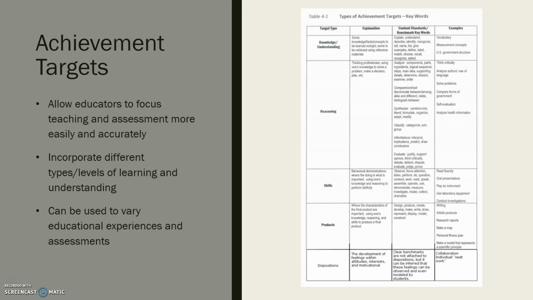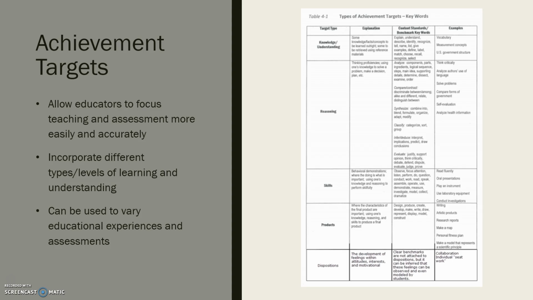and assessment. So we have several different types of achievement targets on the right here in this chart, including knowledge/understanding, reasoning, skills, products, and dispositions. And each of these has a different way of addressing learning and later on assessment types. For example, knowledge and understanding involves being able to know certain facts or concepts and reiterate them later on, possibly with the use of a reference material.